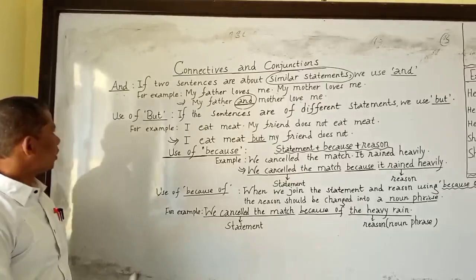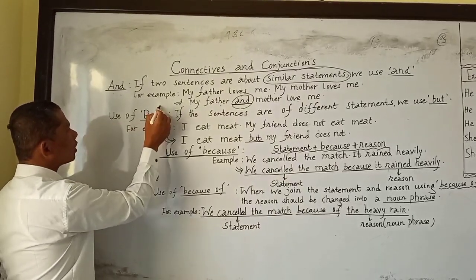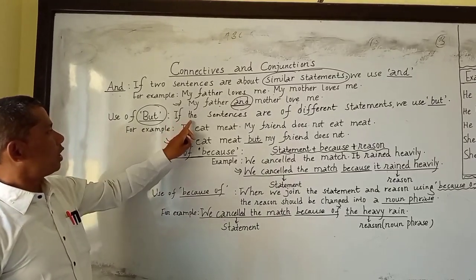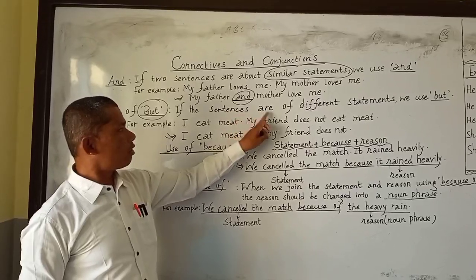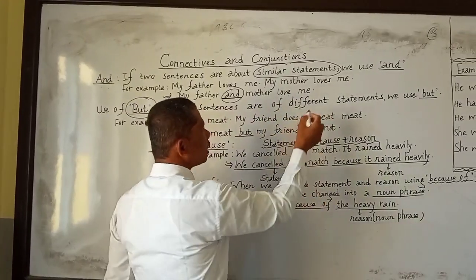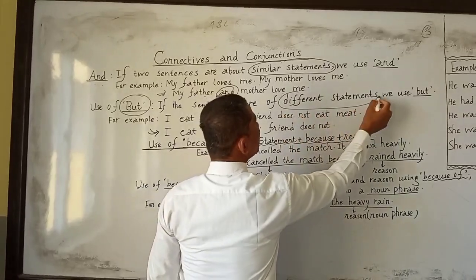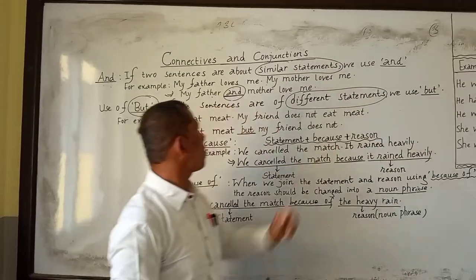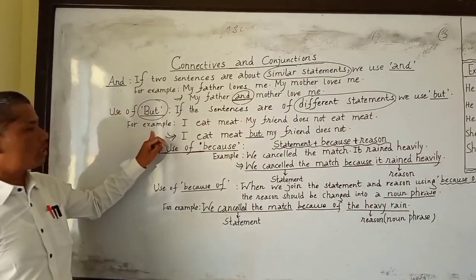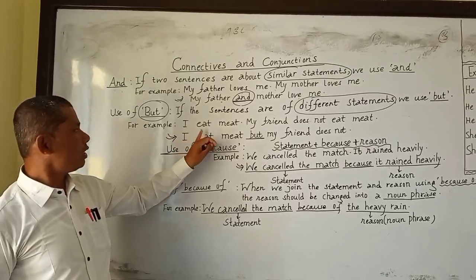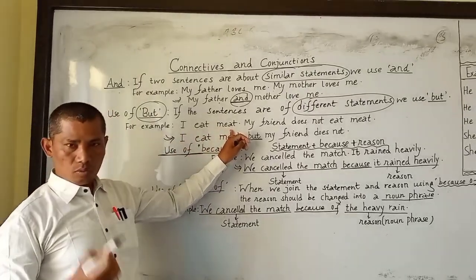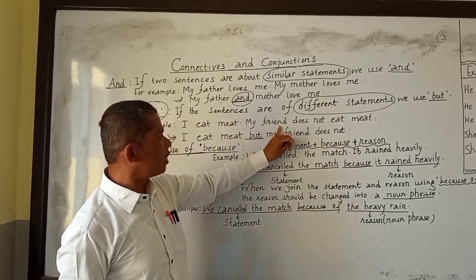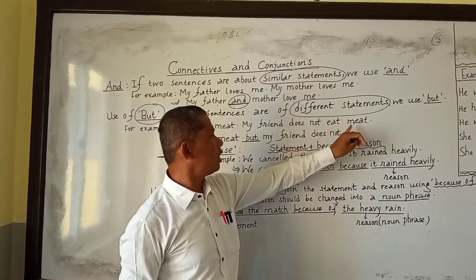Now let's talk about the use of "but". When to use "but"? If the sentences are of different statements, then we can use "but". For examples, you can see here, I eat meat. This is one sentence. And another sentence is, my friend does not eat meat.